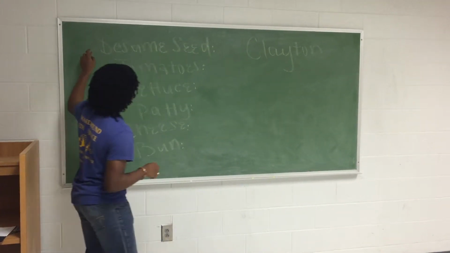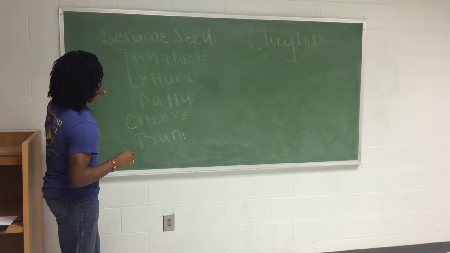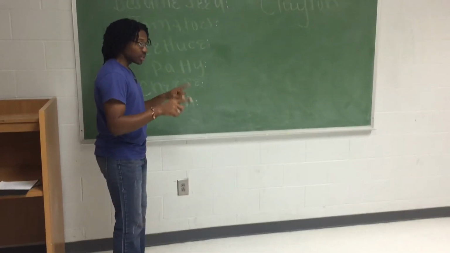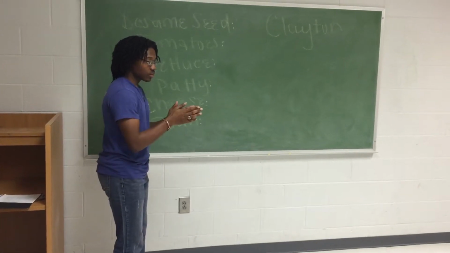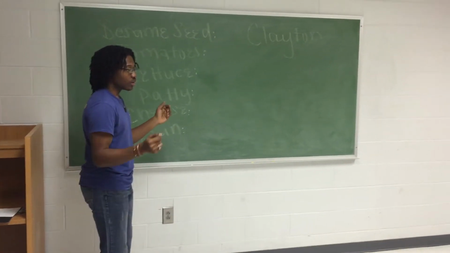So this is the way that we learn the writing process, and how it goes is just like this, all right? I want you guys to pay attention and repeat after me, all right? Sesame seeds, mayonnaise, eggs, patty, cheese. All right? 5, 6, 7, 8. Sesame seeds, tomatoes, lettuce, patty, cheese.